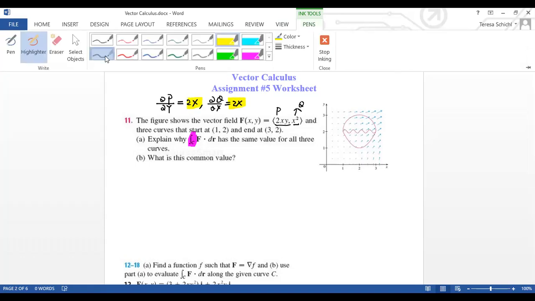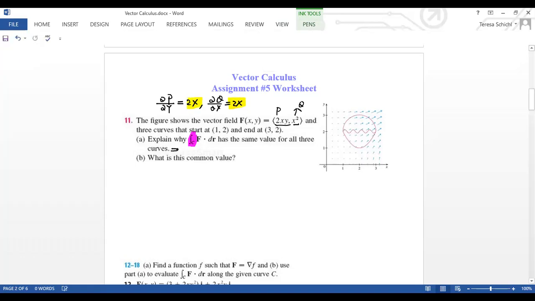So what we said is F is conservative. The reason why is F is conservative, and we know a conservative field is path independent. That's why all these 3 will get the same values here.